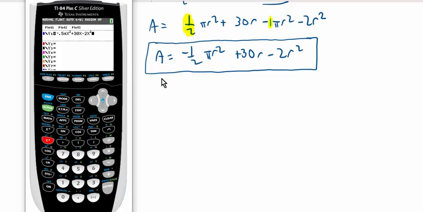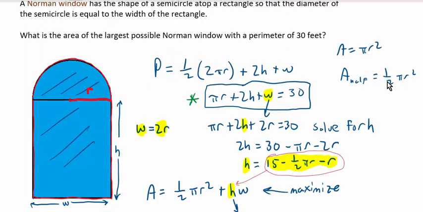Now I have to set up a good window. If I press window, I see I'm currently in the standard window. Knowing that x in my calculator represents the radius, I have to ask myself, how small and how big can the radius be? Obviously, we want the radius to be positive, so I'm going to say it's bigger than 0. How big we make it is something I can only estimate. So we know the distance around the Norman window is 30 feet. How big r could be would be the same question as how wide could we make the Norman window?